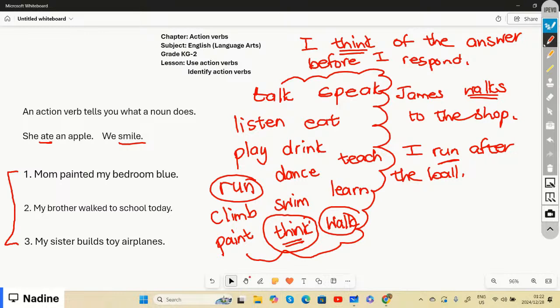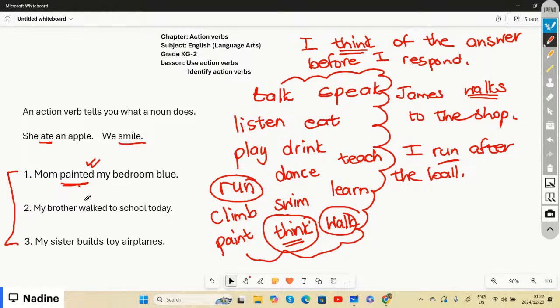And if we were to identify the action verb within that sentence that tells us what mom is doing, then we can say paint is the action verb. Painted. Yes, well done. Paint or painted is the action verb within that sentence that tells us what mom is doing or what mom does. All right, so well done. Painted or paint is correct.